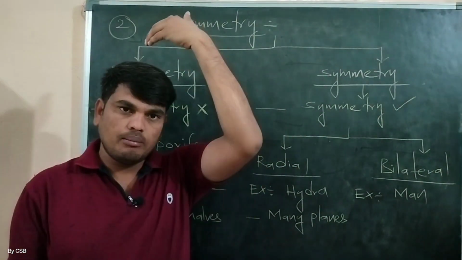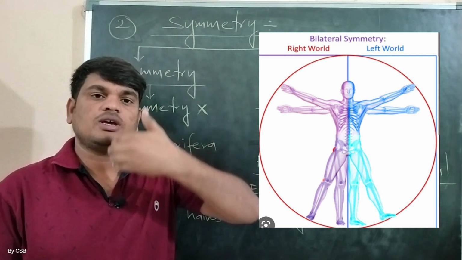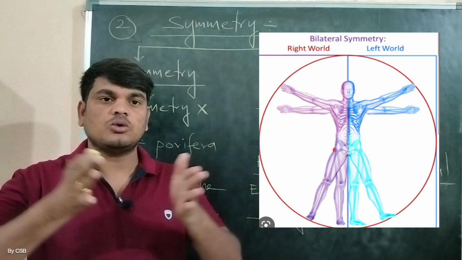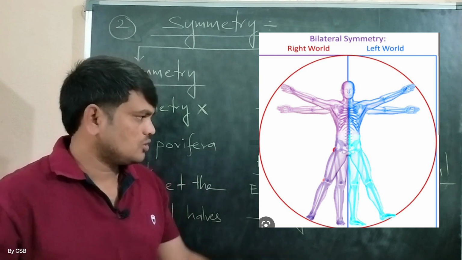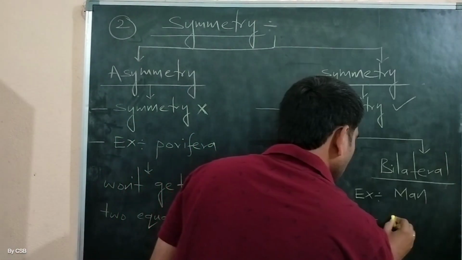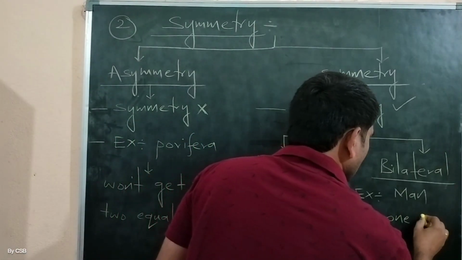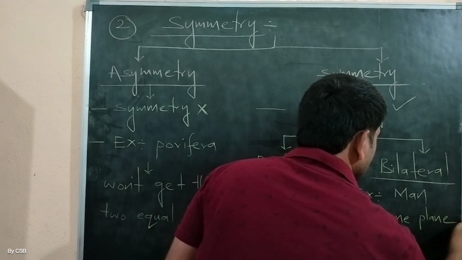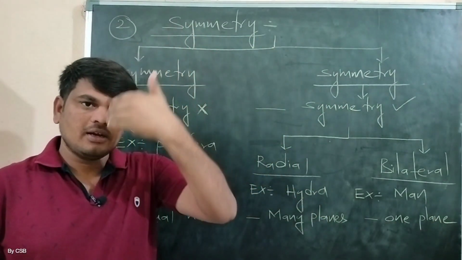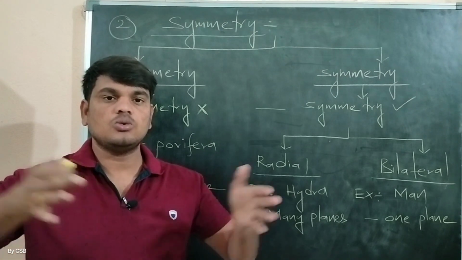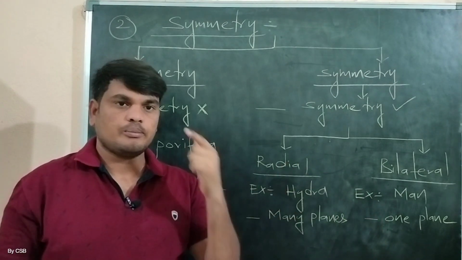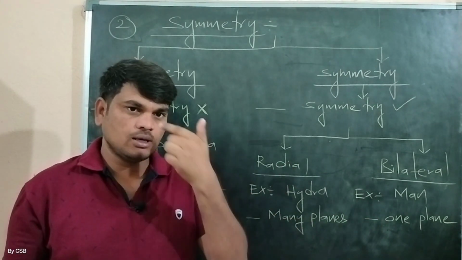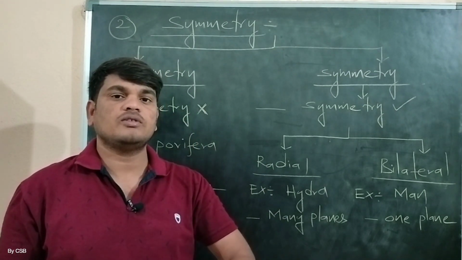Bilateral symmetry is exhibited mainly by, for example, man. When you cut a man through the central axis, you will get two identical parts. So here only one plane can cut the organism into two identical parts. Paired parts are distributed equally, and unpaired parts remain along the length of the axis.